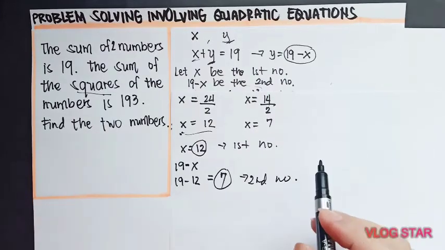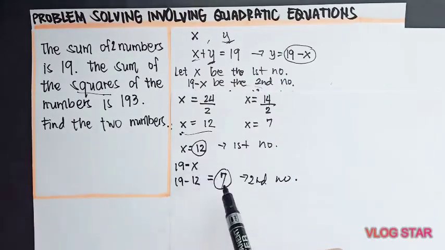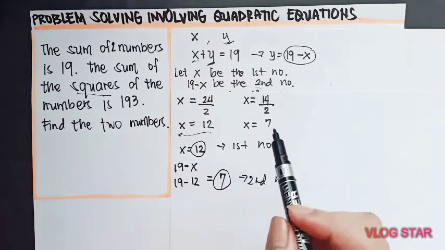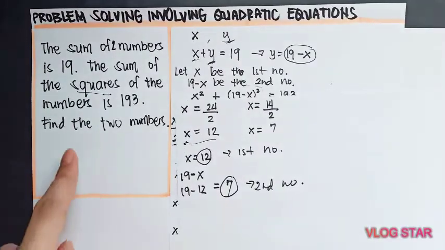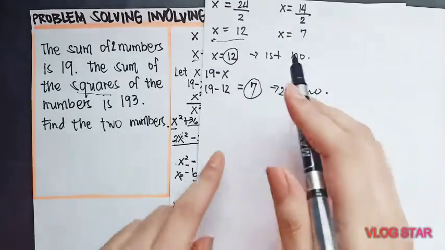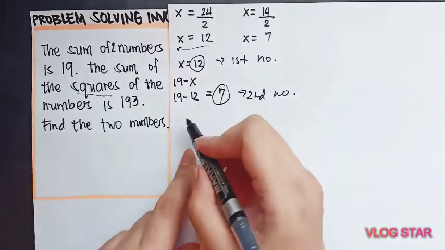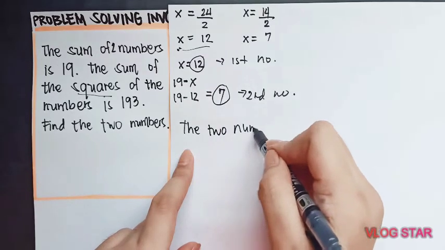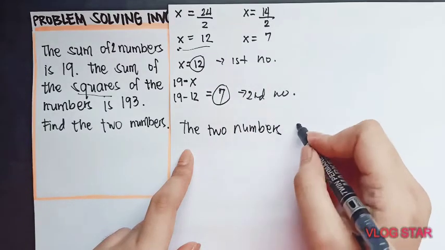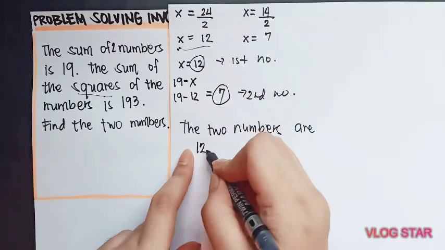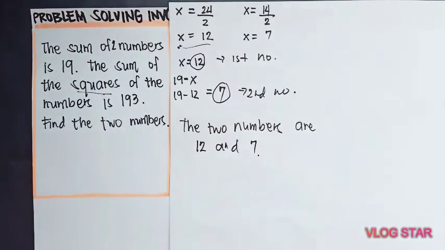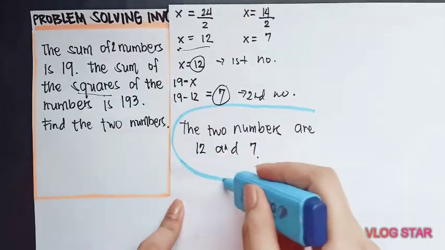So actually, either of the two may become the first or the second number because addition is commutative. Therefore, find the two numbers. So we can say that the two numbers are 12 and 7. So here is our answer.